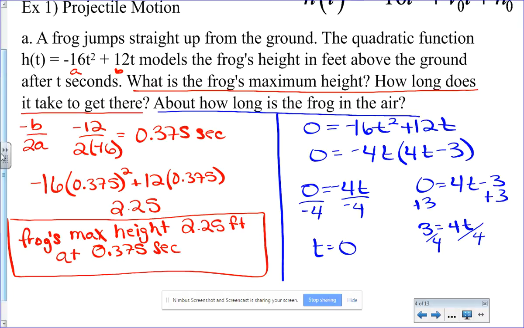Okay? Now if you think about that, when time is 0, he's starting on the ground before he jumps. So that makes sense. Starting at a height of 0, when time is 0. And then he's going to hit the ground again at 0.75 seconds. Okay, so that's the answer to the third question.